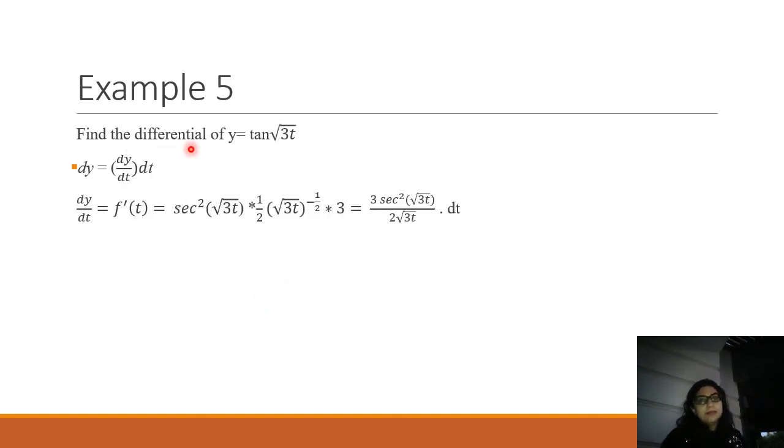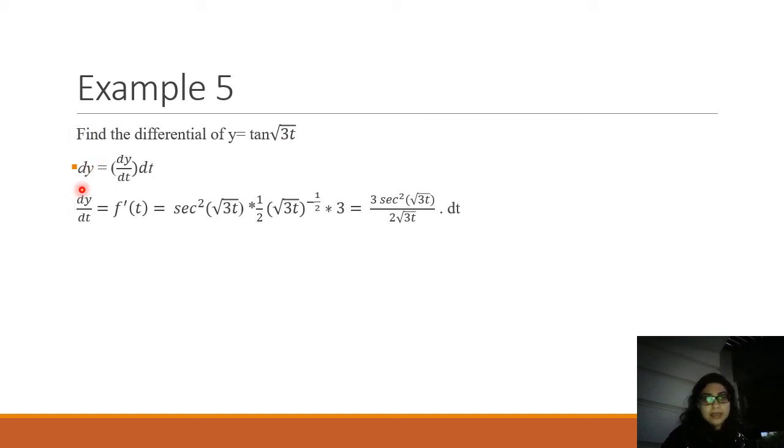Last example in this presentation: find the differential y. So he wants dy of tan of the square root of 3t. Remember here that we can use the power rule and the chain rule together. So how many functions do I need to differentiate? You have the tan, which will be sec squared. You have 3t to the power half, the square root, so it's going to be half times 3t to the power negative half, and then you have the 3t, whose derivative will be 3.